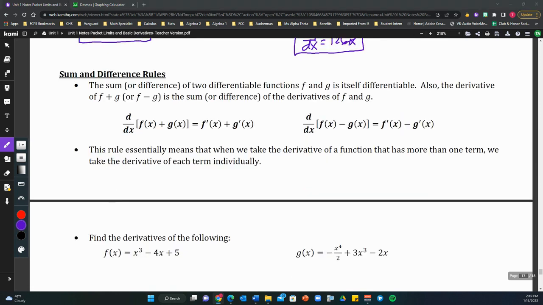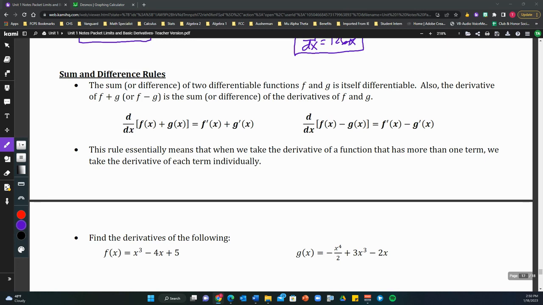So now we know how to use the power rule. We know how to use the constant multiple rule. So now we have to take a look at, well, what happens if we have more than one term in our function? So that requires the sum and difference rule. So the sum or difference of two differentiable functions, f and g itself, is still differentiable. So if I can take the derivative of the first part and the second part, but I want to combine them, well, it just means we do the derivative twice.